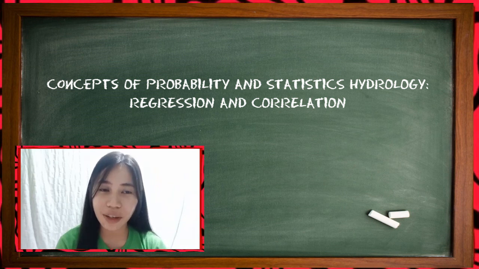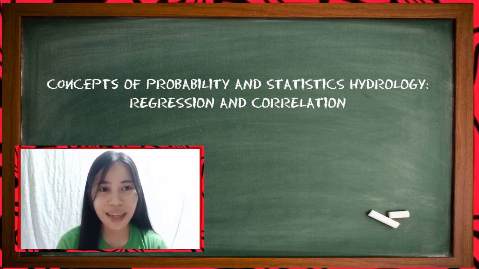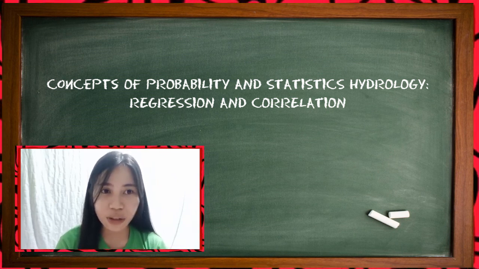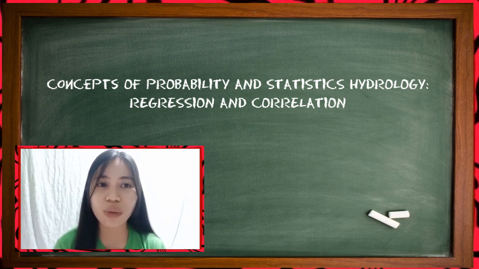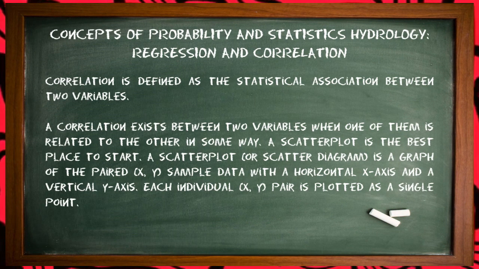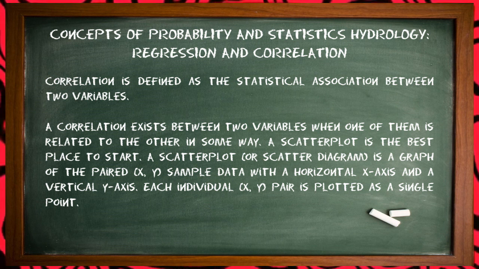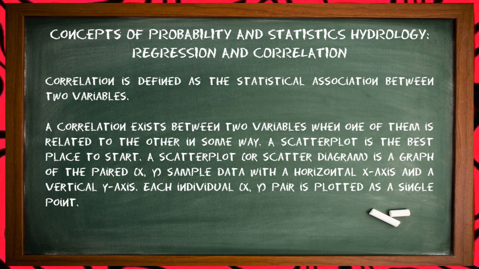In this video, we are going to talk about the concepts of probability and statistics in hydrology, specifically on the topics regression and correlation. What is correlation, if you may ask? Correlation is defined as the statistical association between two variables.